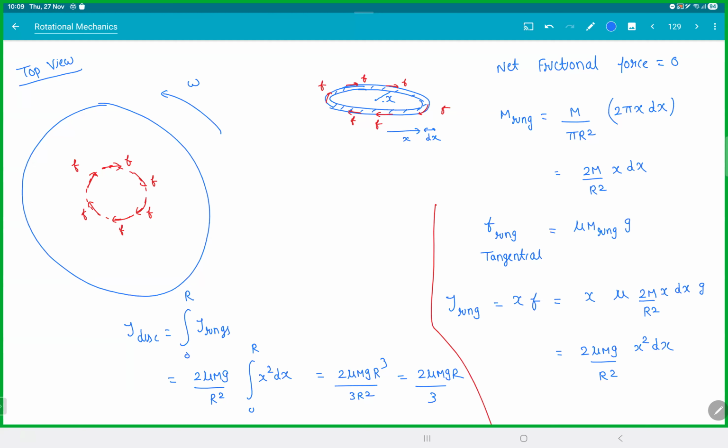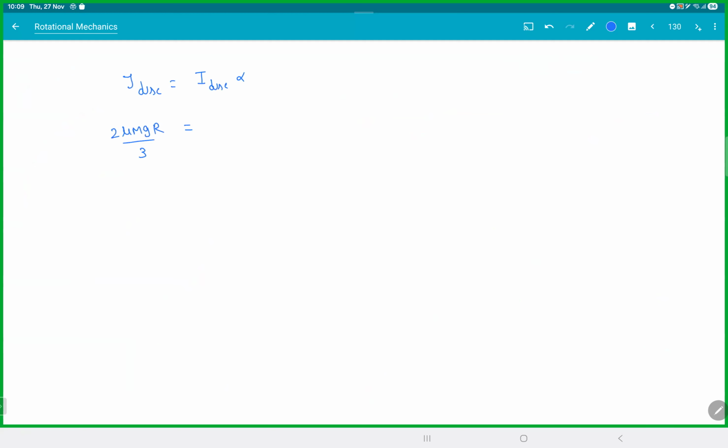So that's what I'm saying. If you don't know your I values, you're gone. After doing this much, if you don't know your I values, mr square by 2. So we get alpha is equal to 4 mu g by 3r, which is constant.